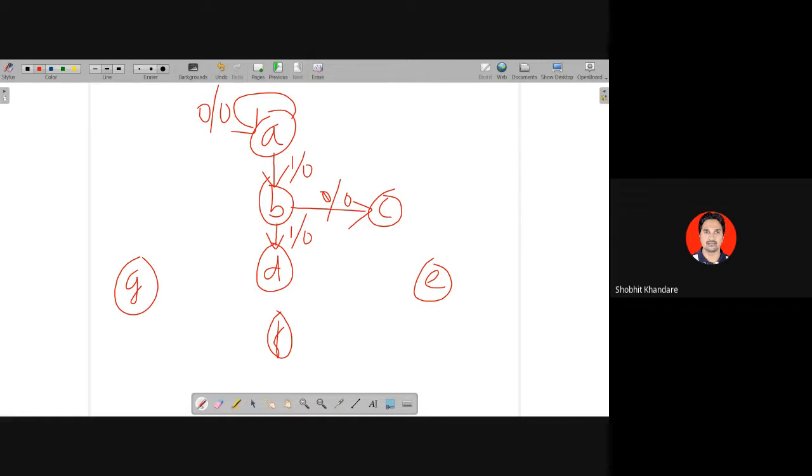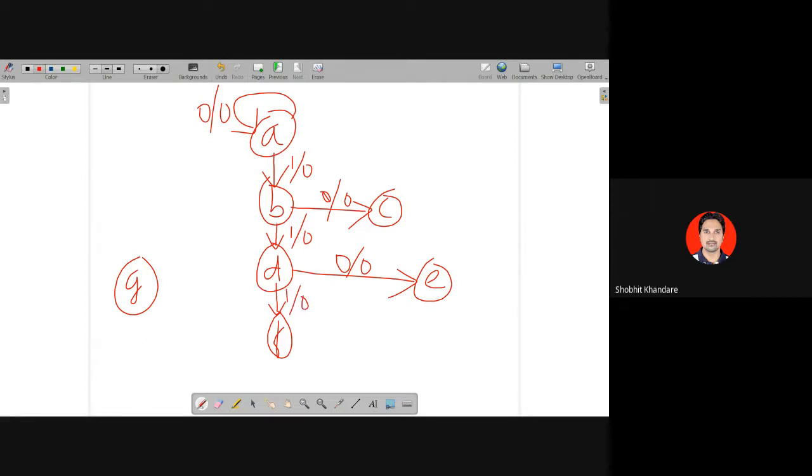If I'm in state D and my input is 0, I will go to state E, and my output is also 0. I'm in state D, I go to state F when my input is 1 and the output will be 0.